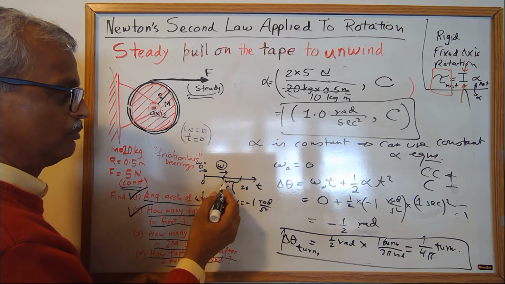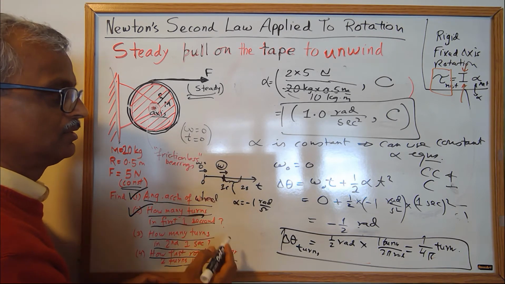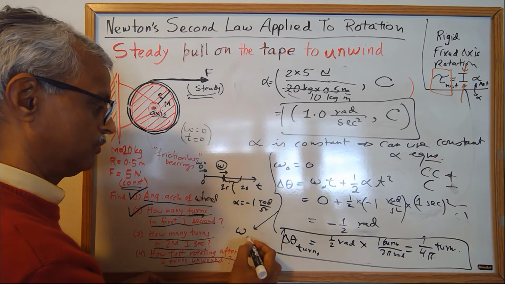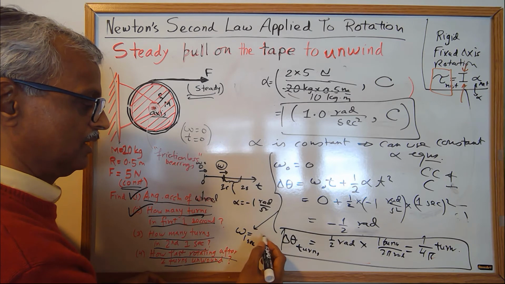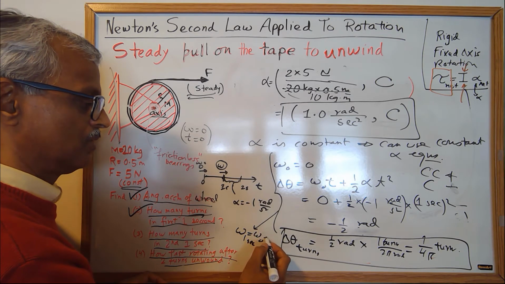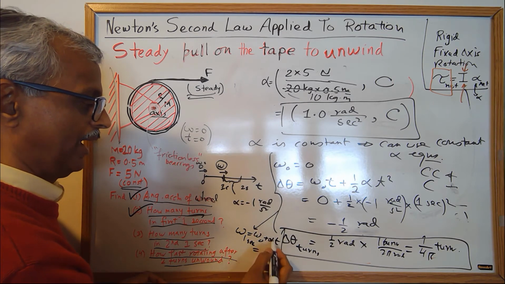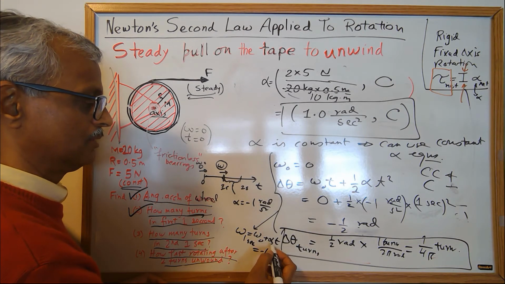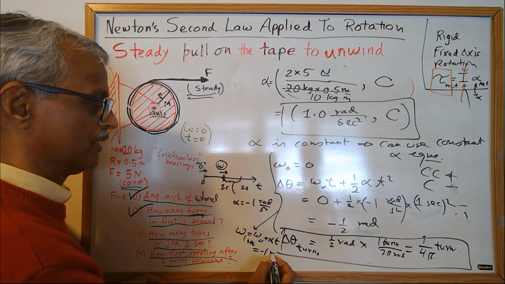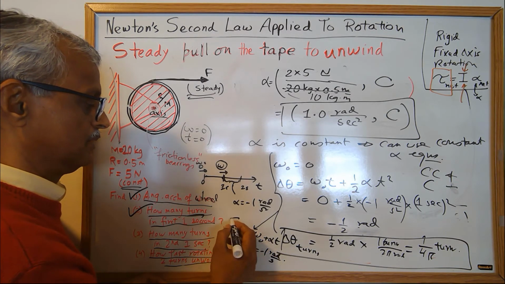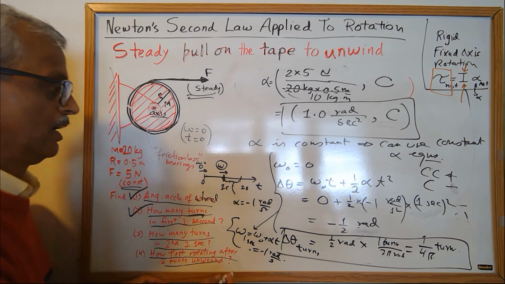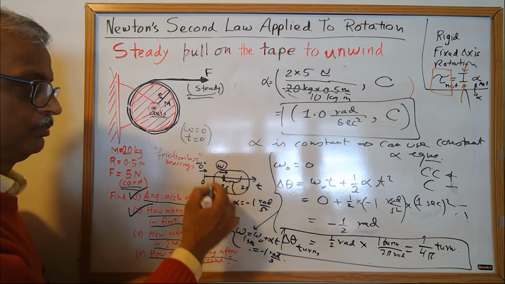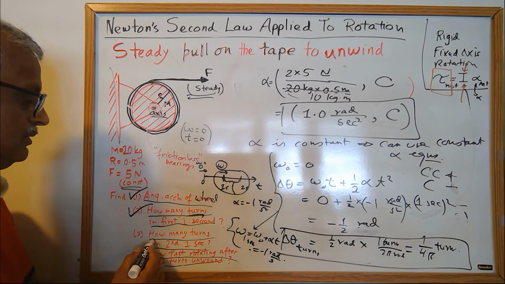So how do I get omega at the 1 second mark? Well, from here, omega at the 1 second mark is omega at the 0 second mark plus alpha t. And so alpha is minus 1, so 1 times 1 is minus 1 radian per second. So you can use this in this time frame to get 3.